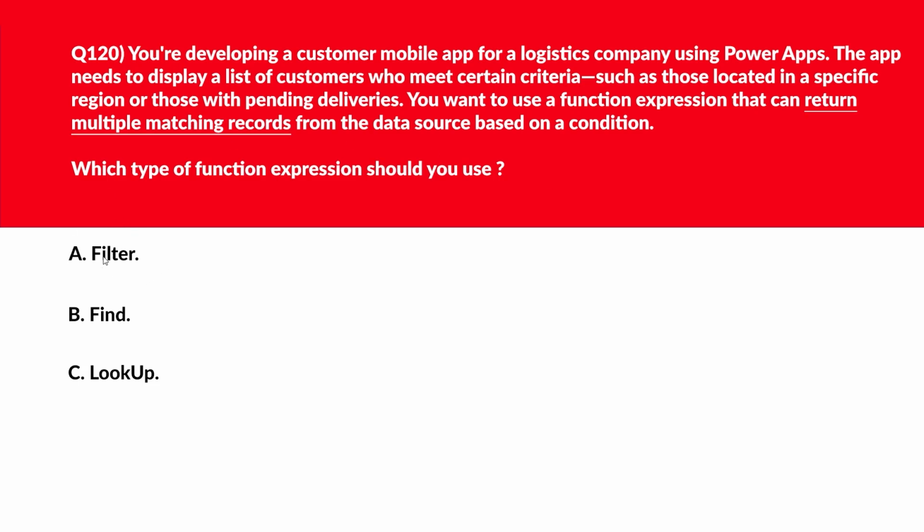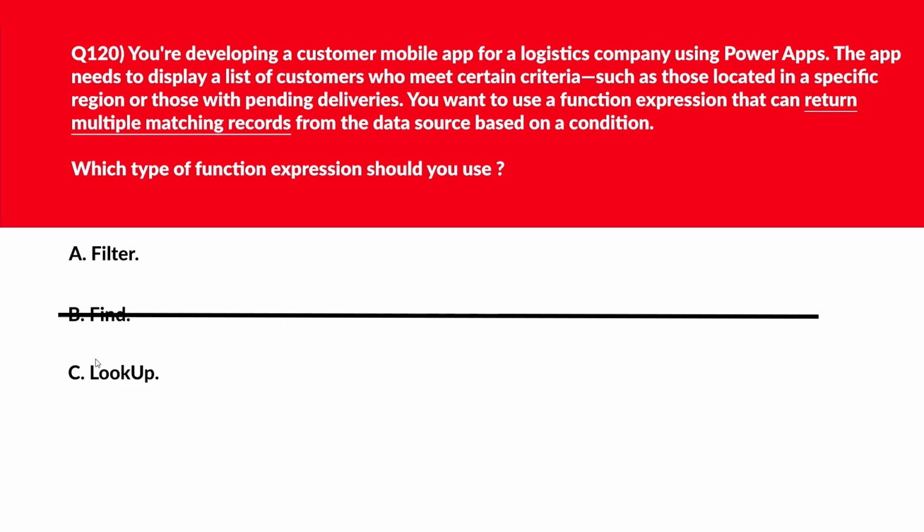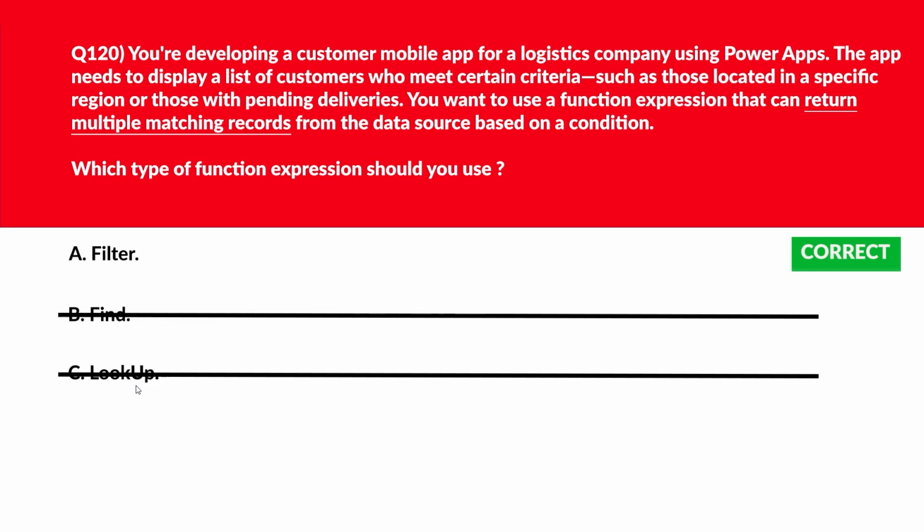Option A says Filter. Filter returns all customer records that meet the specified condition, which is perfect for list-based views. Let's keep it, because that's what this question is looking for. Option B says Find locates values but doesn't return structured records. Incorrect. We'll move to option C. C says LookUp returns only one record, not suitable for displaying multiple matches. We'll delete this. We'll lock option A, Filter, as the right answer.